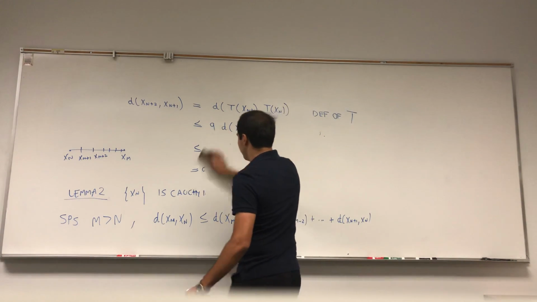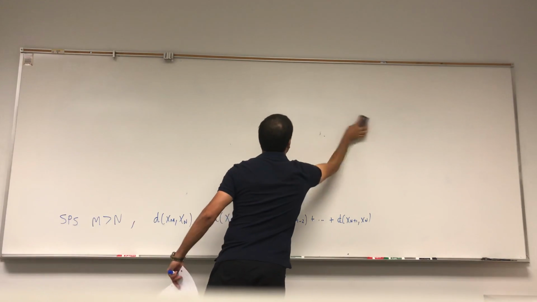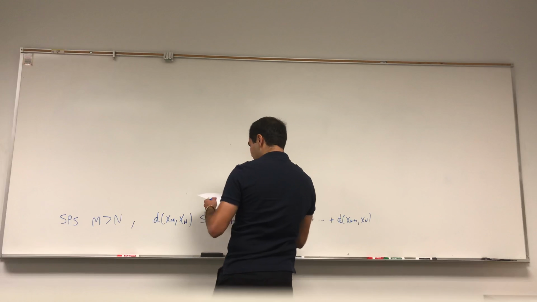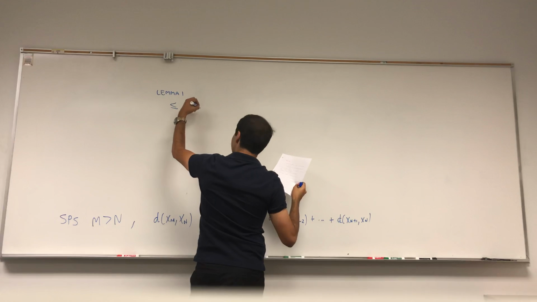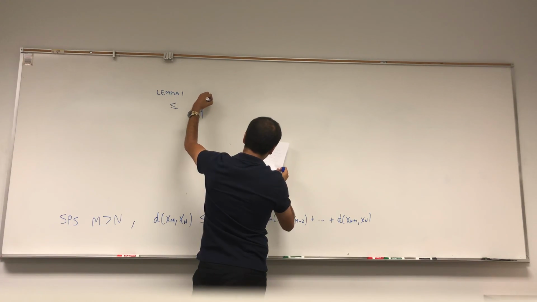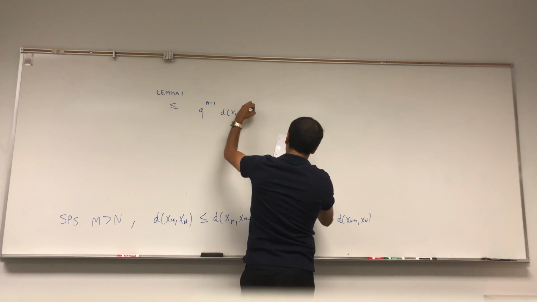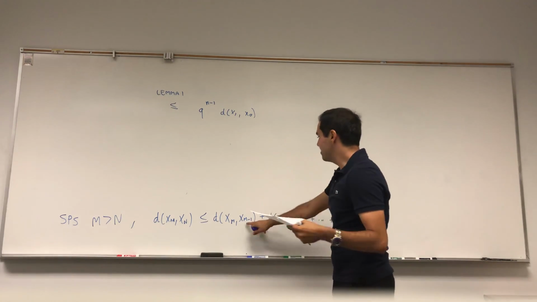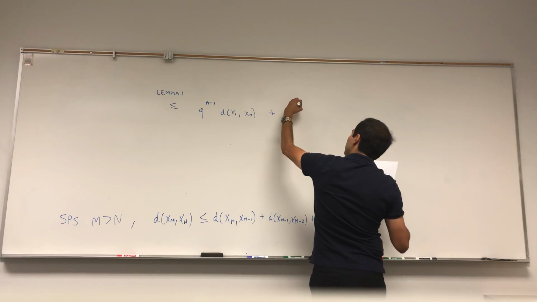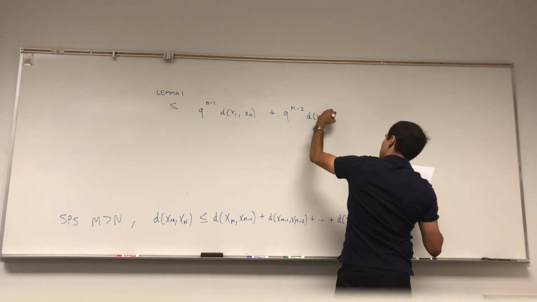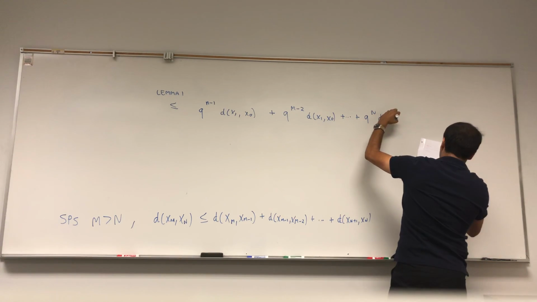And now we want to use our previous result. So what do we know? We know that this is less than or equal to, by Lemma 1, q^(m-1) d(x_1, x_0). Let me just double check. Yes, it's always this exponent. So q^(m-1) of that, plus q^(m-2) of that, plus that, plus q^n of that d(x_1, x_0).